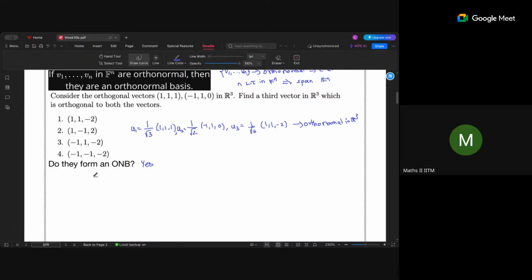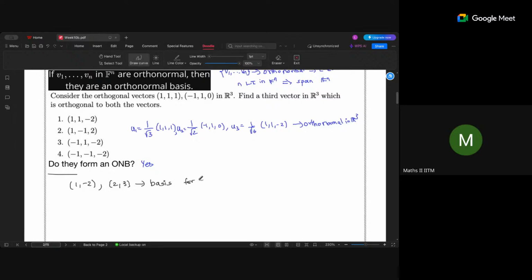Okay, fine. Let me ask a small question. Let me see how many of you can tell. Let's say you have something like this: 1 comma minus 2 and 2 comma 3. Are they linearly independent? Yes, ma'am. They are linearly independent. So do they form a basis for R2? Yes, ma'am. So this is a basis for R2.